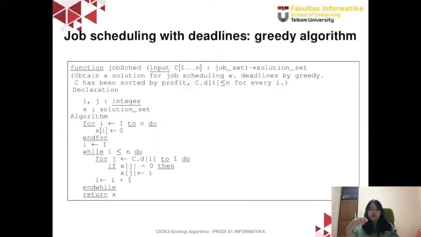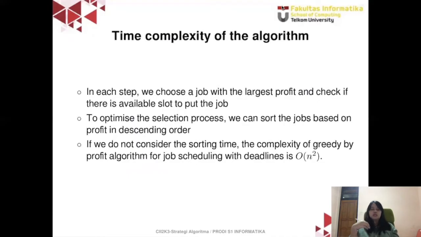This is the pseudocode for greedy algorithm to solve job scheduling with deadlines. So here we can have the initialization for the solution set, and then we choose jobs with largest profit first and check if we still have a slot for it. We check it from the rightmost before the deadline until the first slot, and so on until we don't have any feasible solution. So in each step, we choose a job with largest profit and check if there is an available slot to be put in the job.